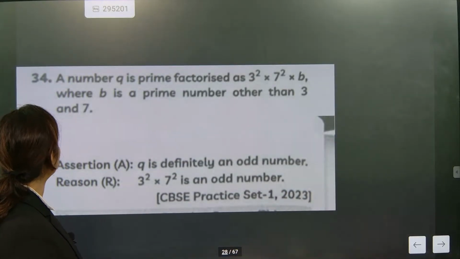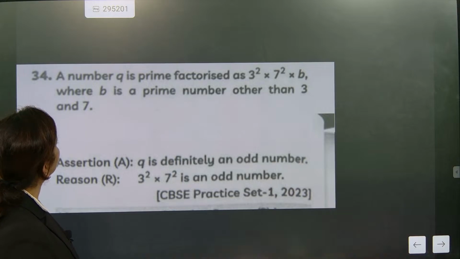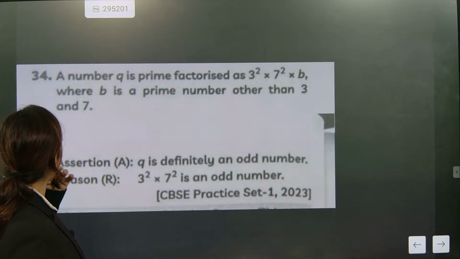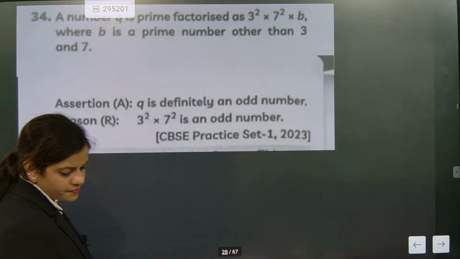Now go for the next question here, and this is incomplete. A number Q is the prime factorization of this, where B is another number, 3 and 7. I think this is an incomplete question. Can we go for this question?